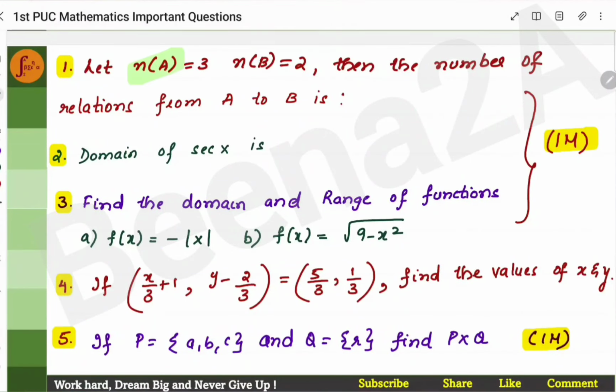Then you have 1 marker in relations and functions. So you have the number of elements in set A, the number of elements in set B. Find the number of relations from A to B. Very easy, right? Then find the domain and range of functions.